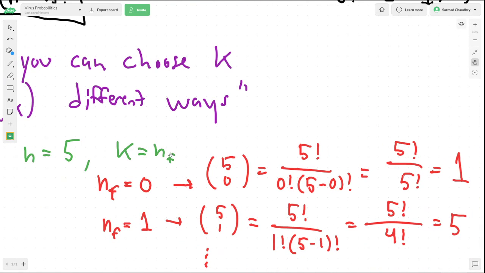And same thing with nf equals 2, 3, and 4. So let's look at some of those examples. Nf is equal to 0. So we have 5 people, and we want to choose 0 of them. How many different ways can we do that?